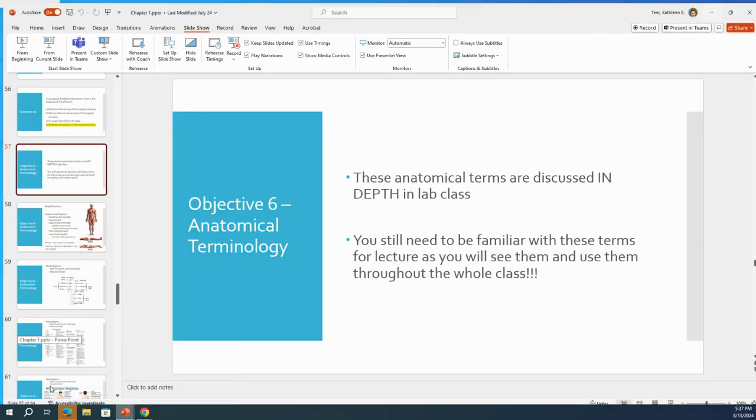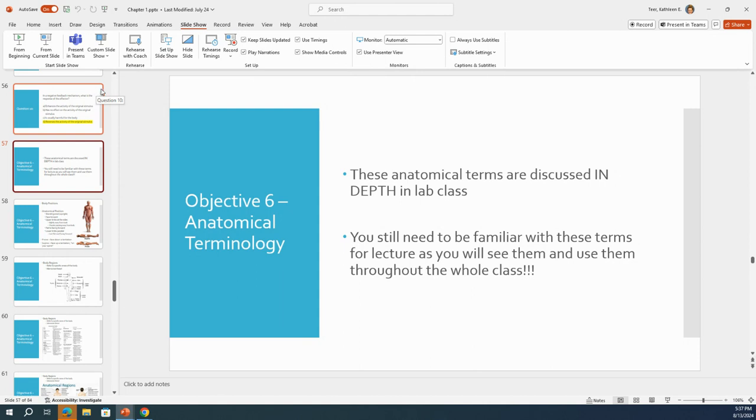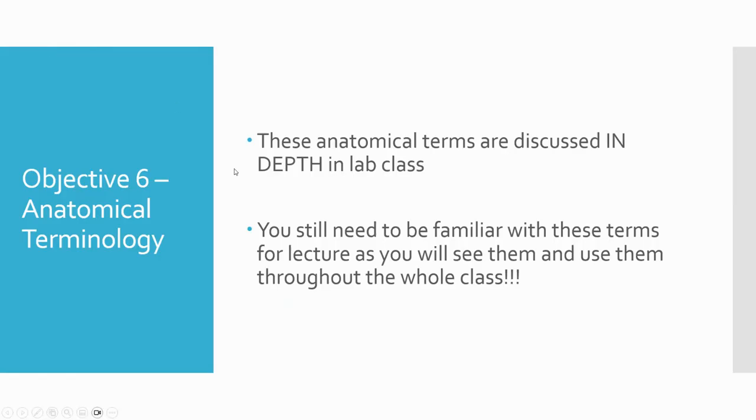Alright, so this video is going to cover Objective 6 from Chapter 1, and this is the anatomical terminology. And honestly, we're not going to go into this in great detail in lecture. A lot of this is just going to be pure memorization. These are things that you're going to see throughout the course, and most of our time will be spent on this in lab. But because it is something that is kind of instrumental to the whole anatomy course, both Anatomy 1 and Anatomy 2, I do still want to take some time and go over it just a little bit.